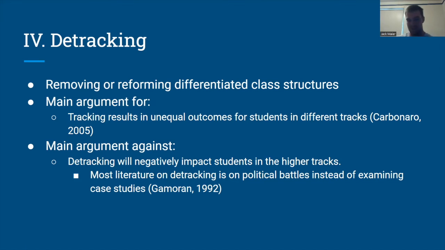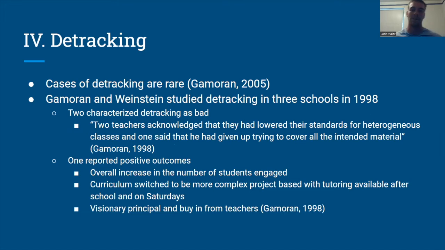Most of the literature on this is actually on the political battles around detracking instead of actually examining case studies, because it is very rare that this actually happens in schools. It's also not clear whether it's going to work or not for a given school, although by the end I'll try to give some factors that could influence that. So one article we looked at was Gamorn and Weinstein. They looked at 3 different high schools that had detracked. So all the students were in the same level and saw the same curriculum throughout their 4 years.